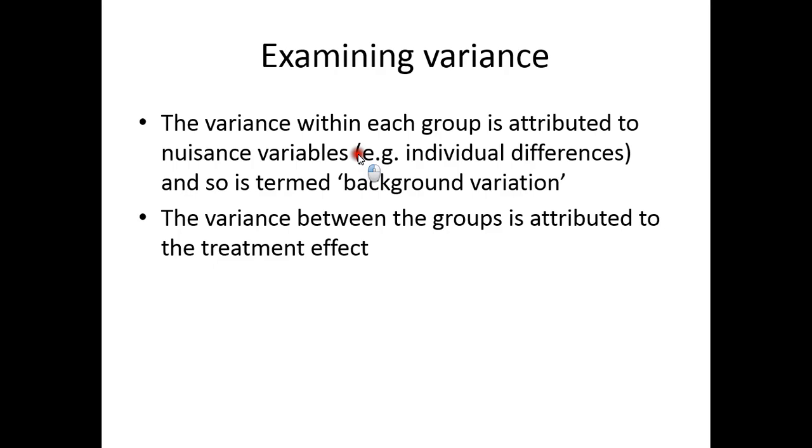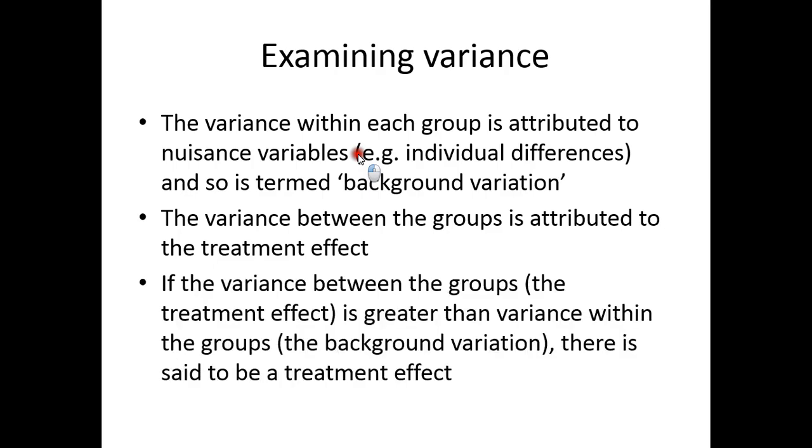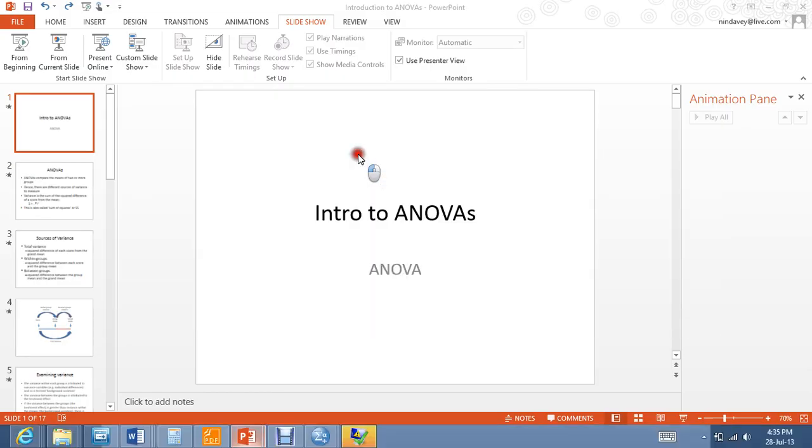So the variance between the groups is attributed to the treatment effect. So it's a measure of the treatment effect. There's also a bit of nuisance variables in there, but it's also a measure of the treatment effect. So if the variance between the groups, the treatment effect, is greater than the variance within the groups, the background variation, there is said to be a treatment effect.